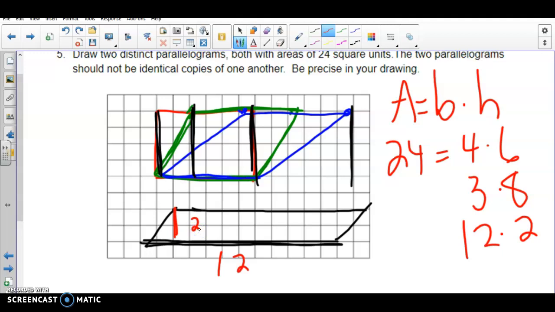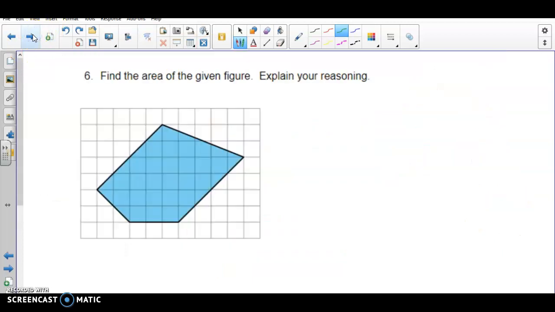Now, yours could be the other way. Let's do it in green. As long as the height's the same, if I moved mine over 1, 2, 3, 4, and move this over 1, 2, 3, 4 right here, here's another parallelogram that would be the same in green. As long as the height's the same and the bases are the same, that will show you your parallelogram. All right, here's the next one.